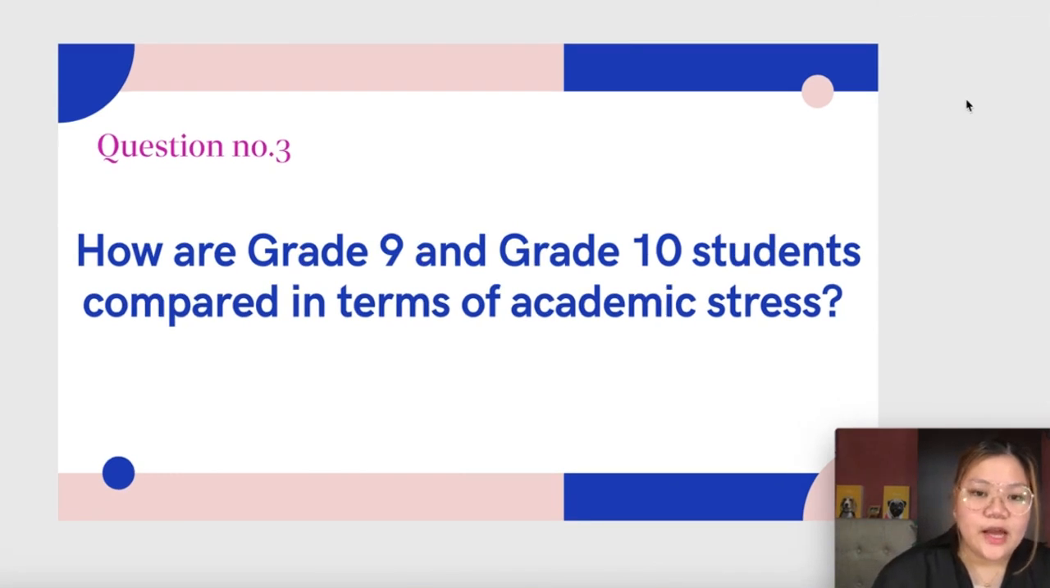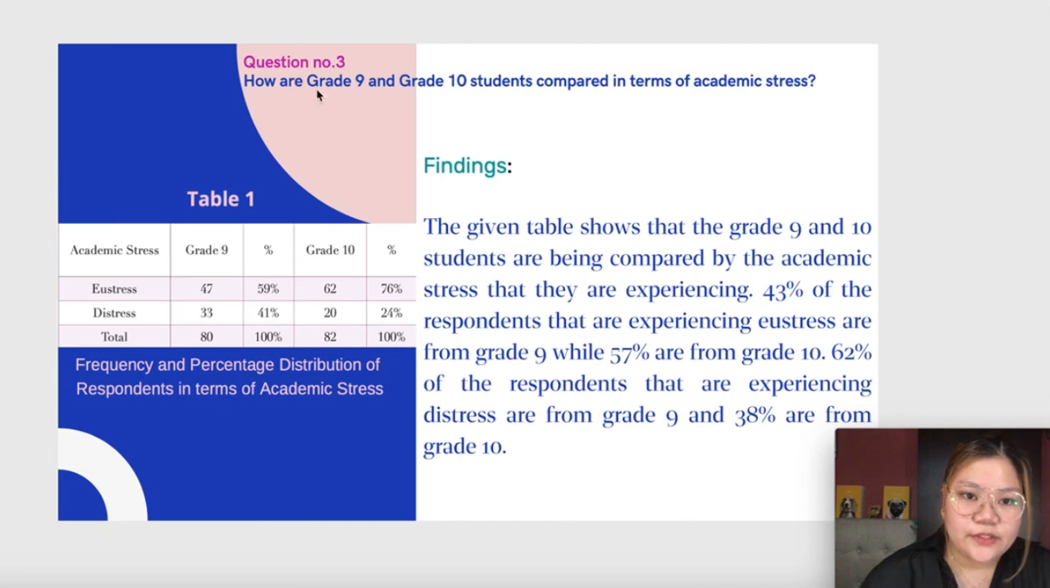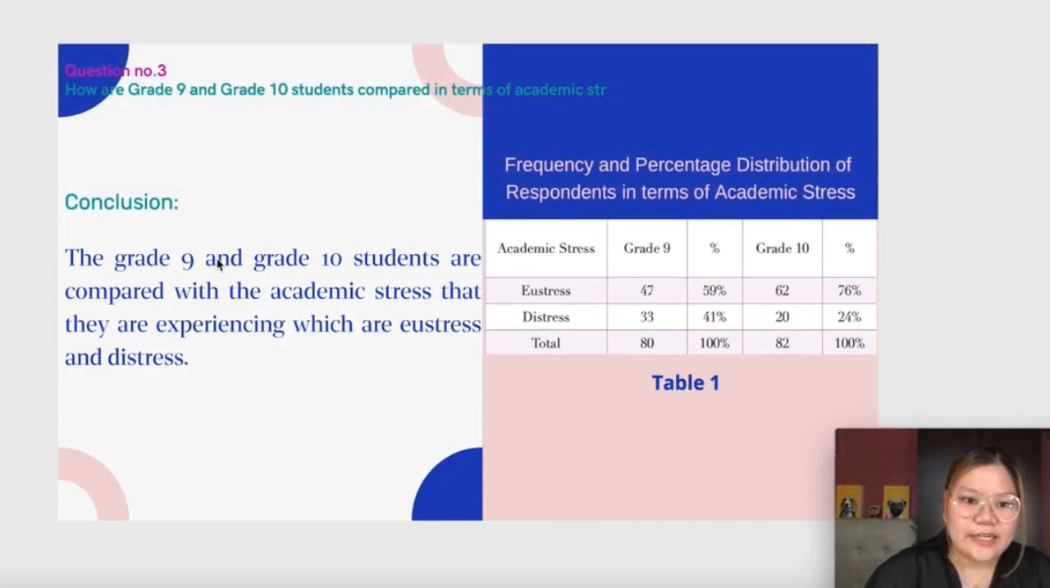For question number 3, how are Grade 9 and Grade 10 students compared in terms of academic stress? The table that we use is the frequency and percentage distribution of respondents in terms of academic stress. The findings show that Grade 9 and Grade 10 students are compared by the academic stress they are experiencing. 43% of the respondents experiencing eustress are from Grade 9, while 57% are from Grade 10. 62% of the respondents experiencing distress are from Grade 9 and 38% are from Grade 10. In conclusion, Grade 9 and Grade 10 students are compared by the academic stress they are experiencing, which are eustress and distress.